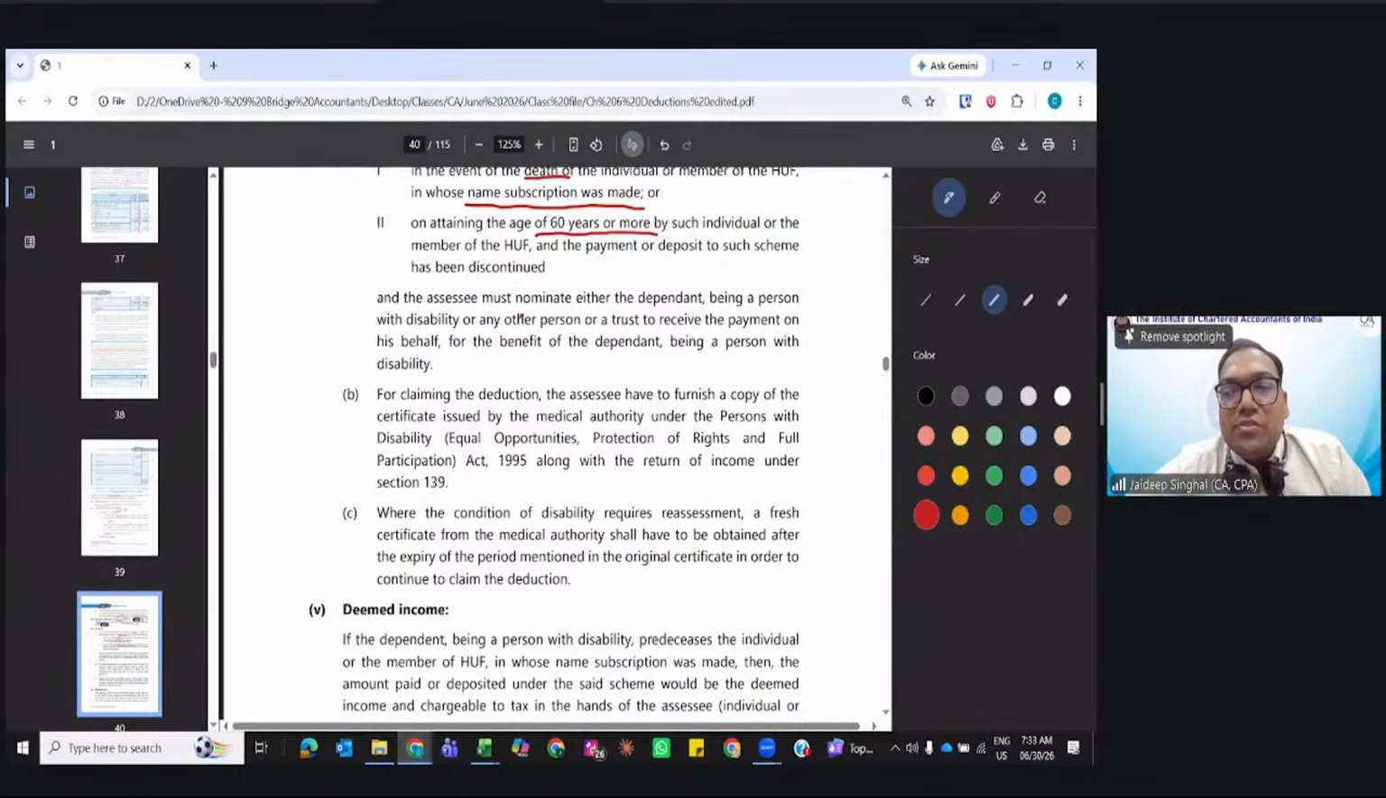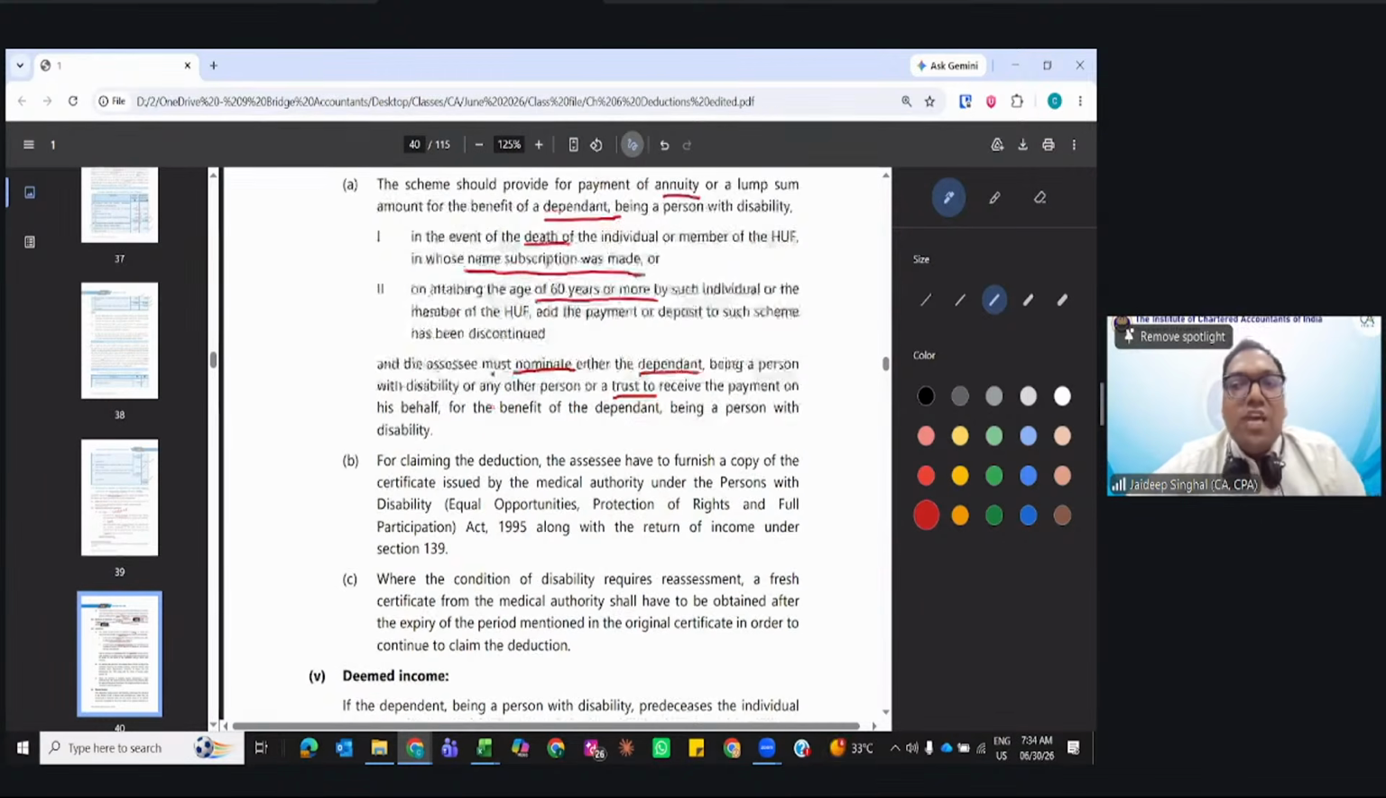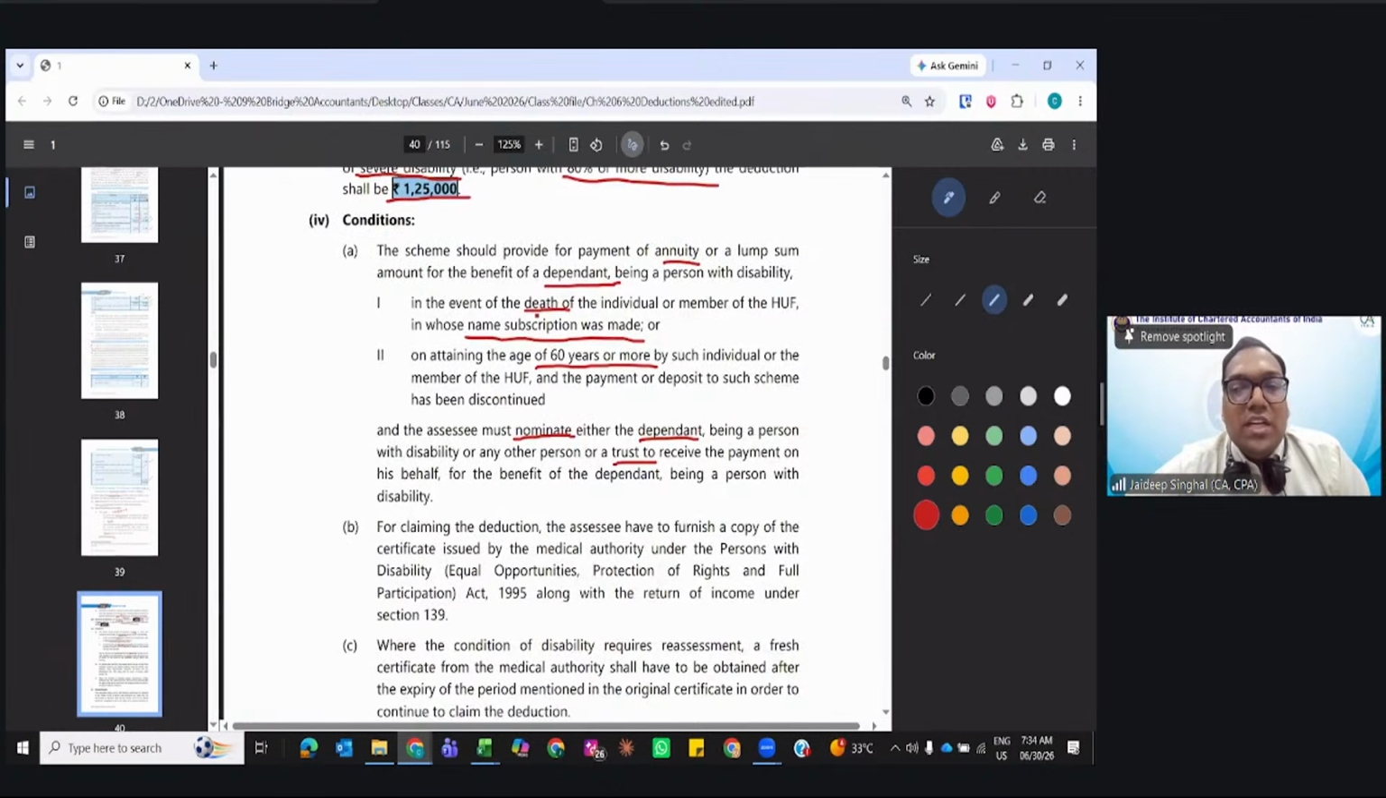And the assessee must nominate. What the assessee should do, they should nominate either the dependent itself or a trust to receive the payment on his behalf for the benefit of the dependent being a person with disability, right? If there is any insurance policy, you appoint a nominee. So what type of insurance policy will be there? On the death of the individual or member of HUF in whose name the subscription was made.